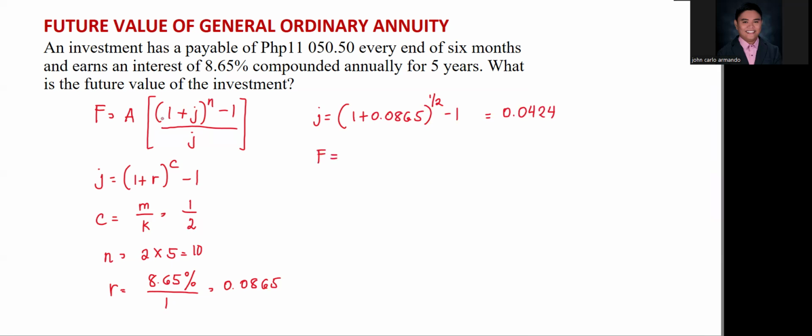Since we already have the J and the N, we can now solve for the future value. F equals, what is our A here? The 11,050 pesos and 50 centavos, times (1 plus the J, 0.0424) raised to N, the number of payments, that is 10, minus 1, divided by the J, which is 0.0424. Simply use our calculator.